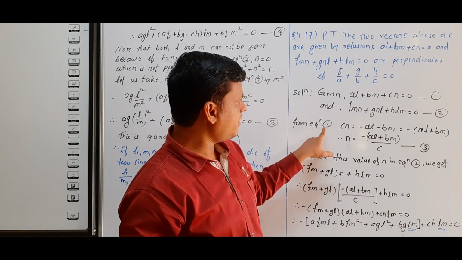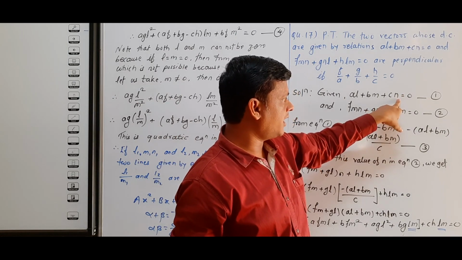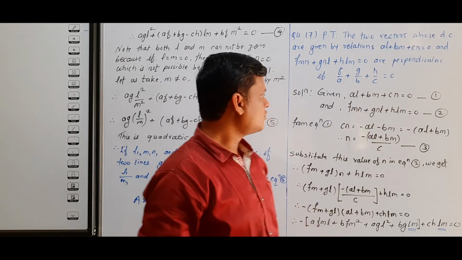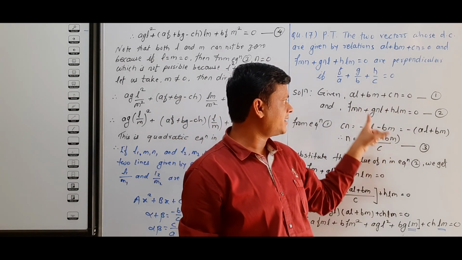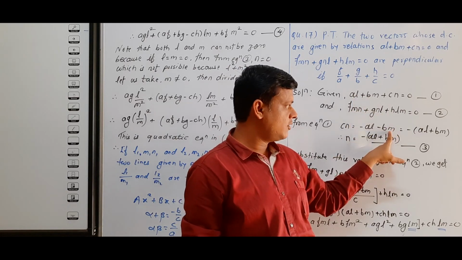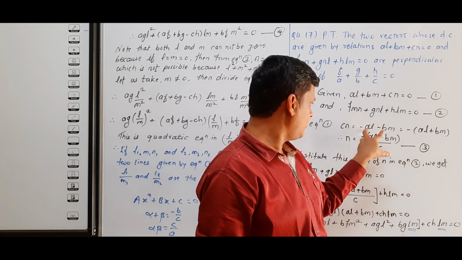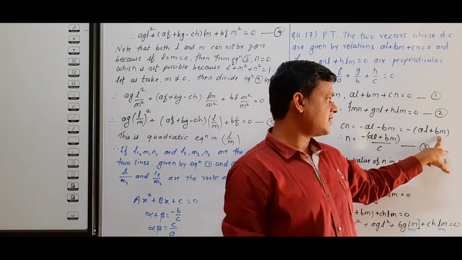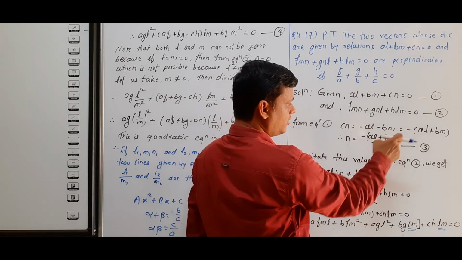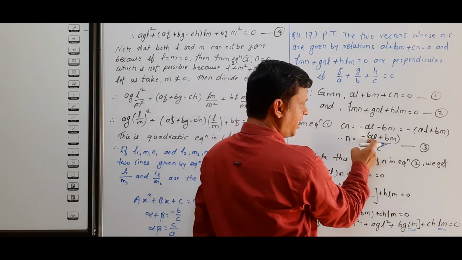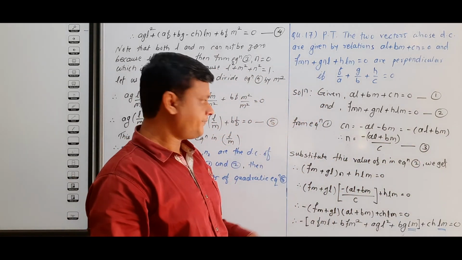Now from equation 1 we find the value of n in terms of l and m. We keep cn as it is and transfer the other two terms to the right hand side. So we get minus al minus bm on the right hand side. Then we take the minus sign common, so we write both terms as plus al plus bm. Now transfer this c to the right hand side. So we get n equals to minus al plus bm upon c. We denote that as equation number 3.